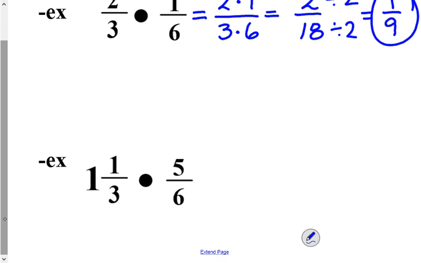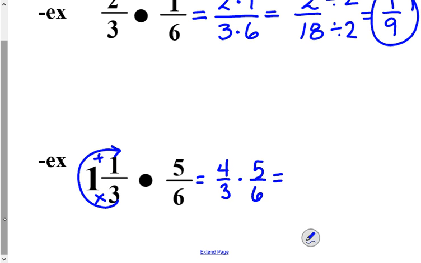Now 1 1/3 times 5/6. We have to first change the 1 1/3 to an improper fraction. So 3 times 1 is 3 plus 1 is 4. So we get 4/3 times 5/6. When we multiply across, 4 times 5 is 20, and 3 times 6 is 18. I can simplify 20/18 because I can divide 20 and 18 both by 2, giving me 10/9.